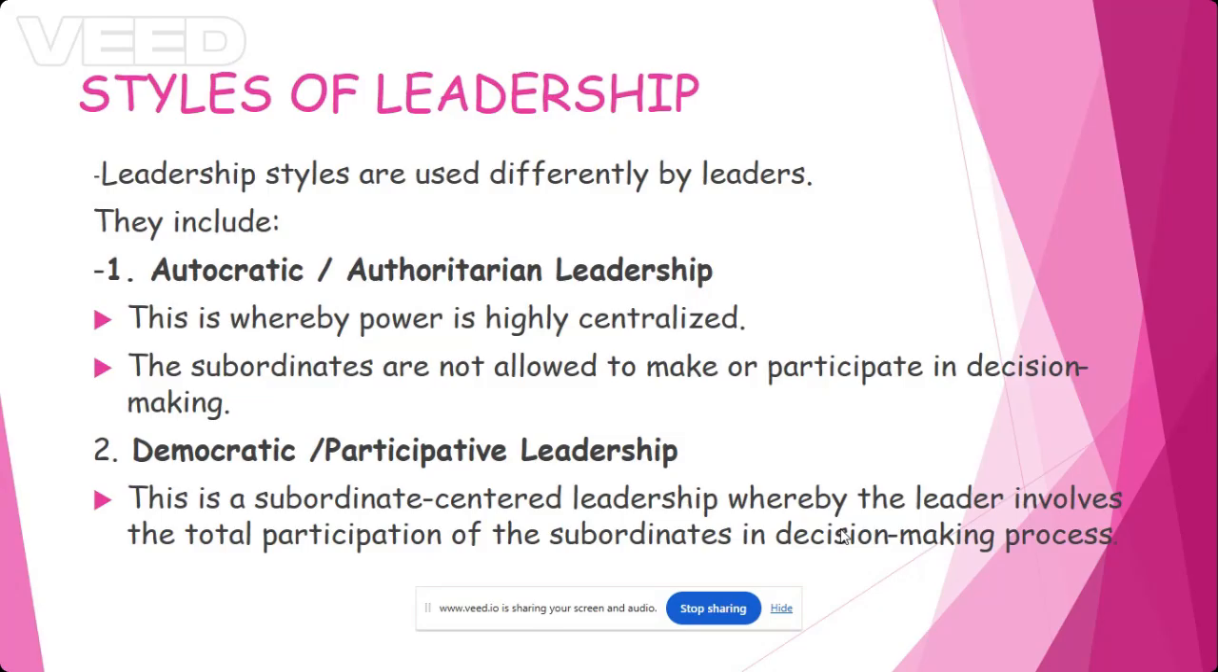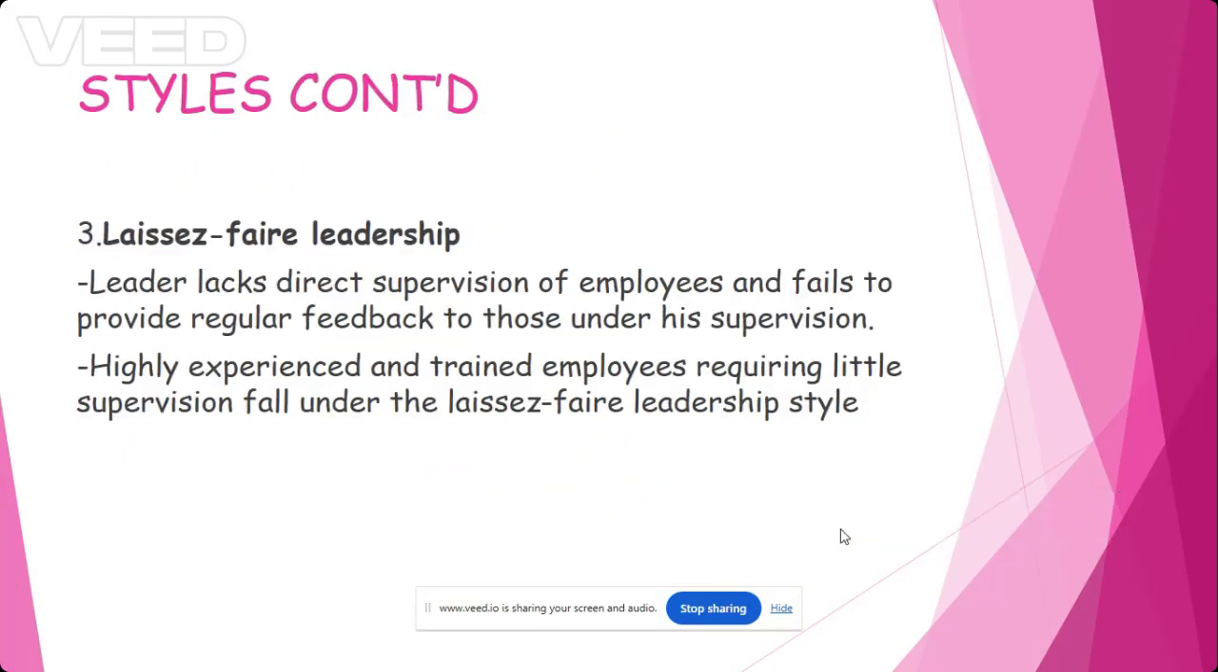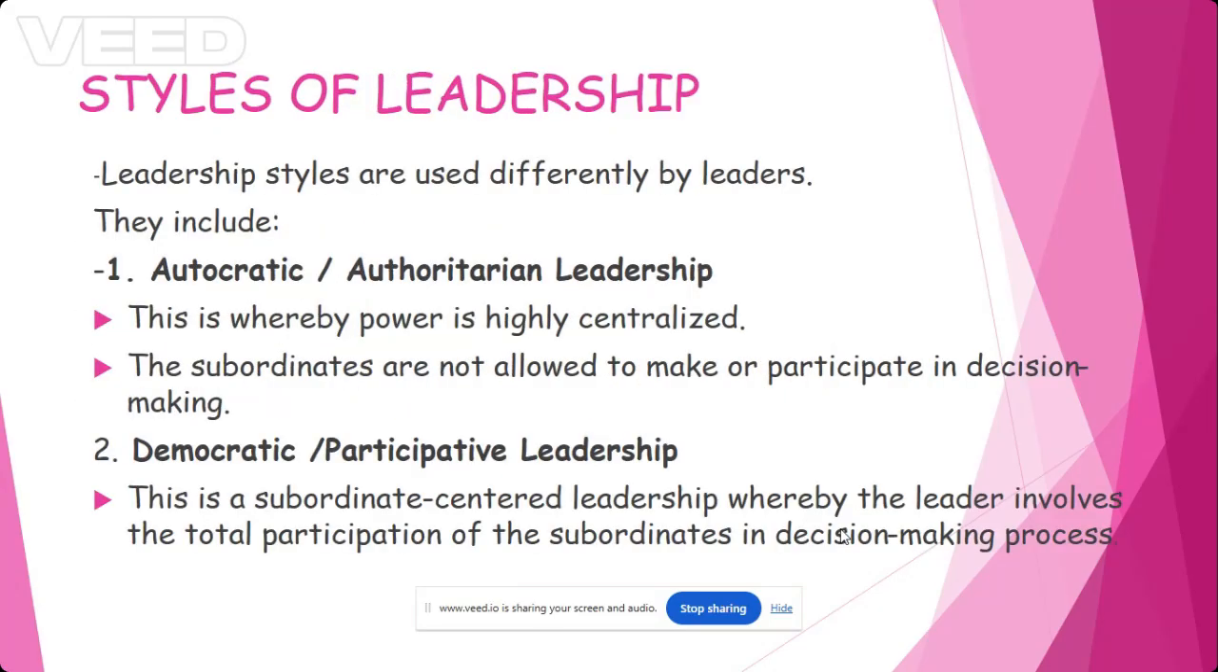Then we go to the second one, which is democratic or participative. Democratic means we're involving subordinates who have total participation in the decision making process. Thereby, it's more of the group rather than the leader. We give them time to take part in the decision. So the advantages are that they'll feel welcome, they'll feel appreciated, and they feel part of the team. They have a sense of belonging.